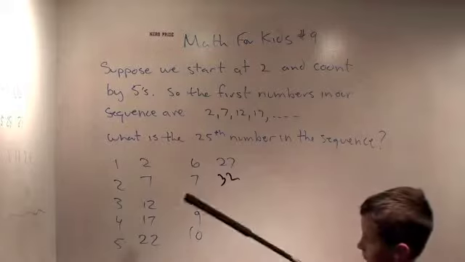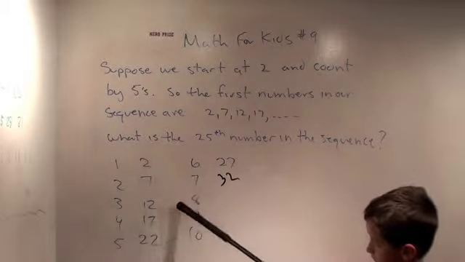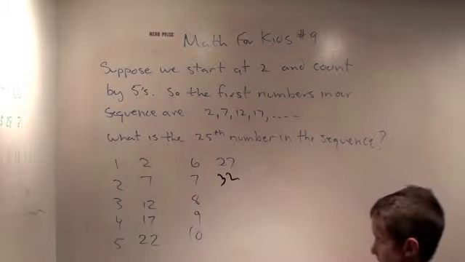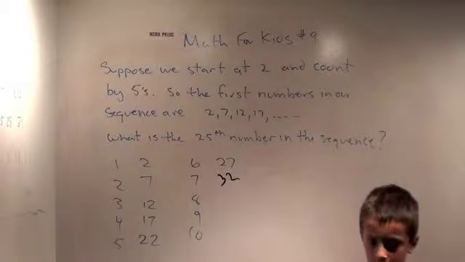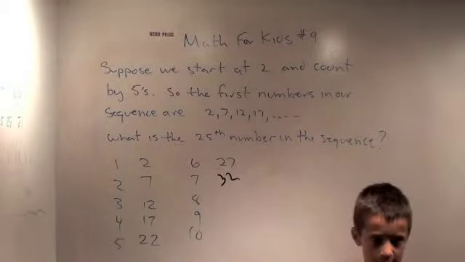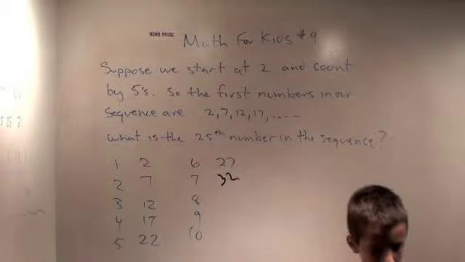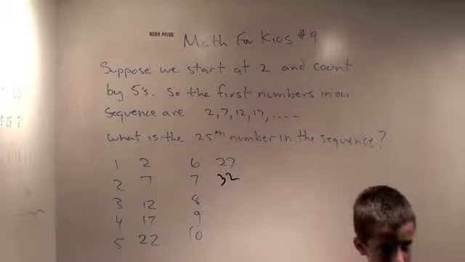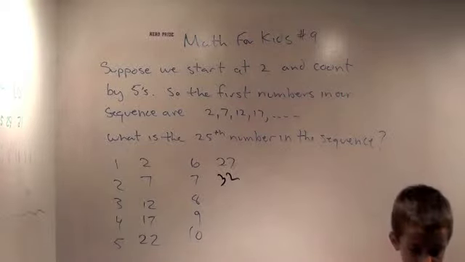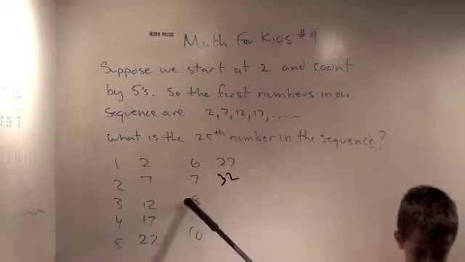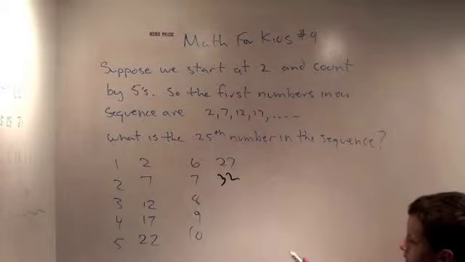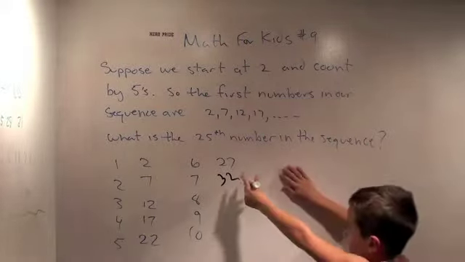How many 5s do you think you're going to have to add to 2 to get to number 8? I bet you're going to have to add 7. How much is 7 5s? 7 5s is 35. Plus 2 is 37. So we think number 8 is going to be 37. And what is number 8 going to be? 37, because we just add 5 to 32.